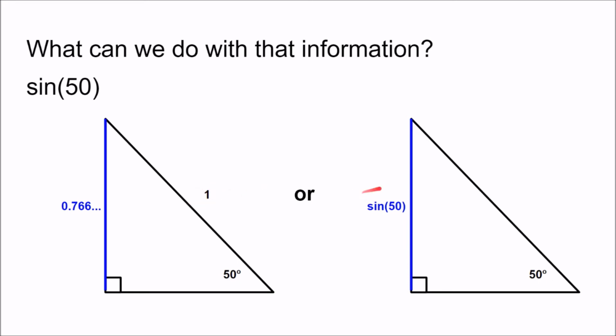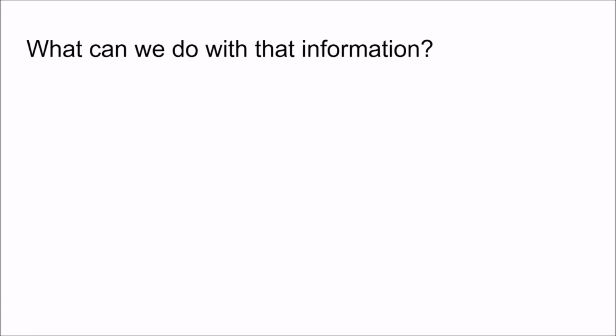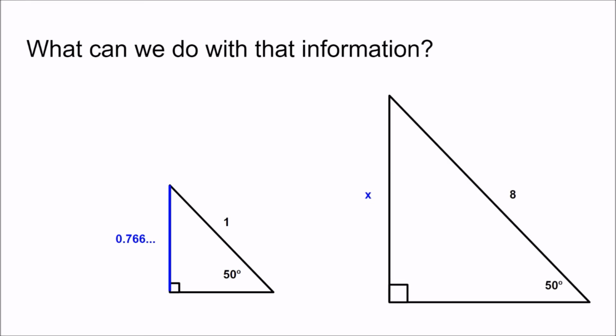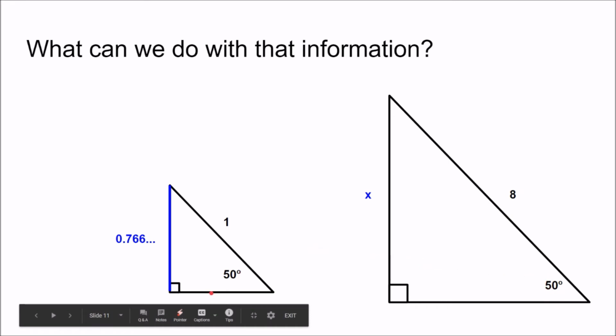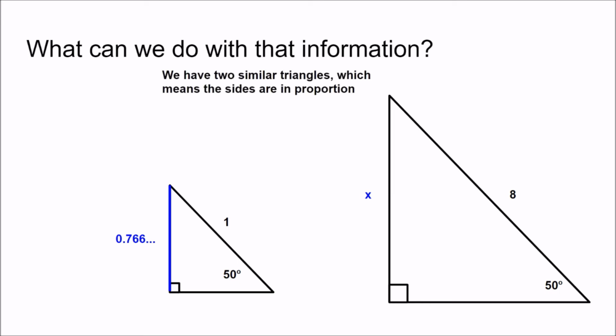Let's get rid of a few things here, and then let's shrink down that triangle so that it's just a bit smaller, and then let's enlarge that triangle. Let's scale it up. Let's dilate it so that the hypotenuse actually has a length of 8. So here's our 50-degree angle, 50-degree angle, 90, 90, which means that they're similar triangles. If two angles are the same, then the triangles are similar, which then means that we have sides that are in proportion. That's what similarity means, that the side lengths are in proportion.